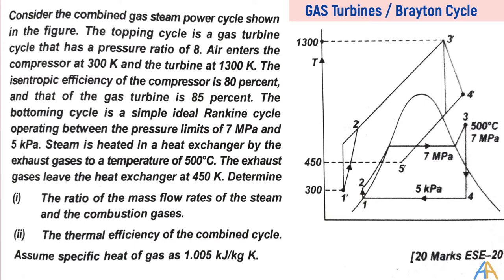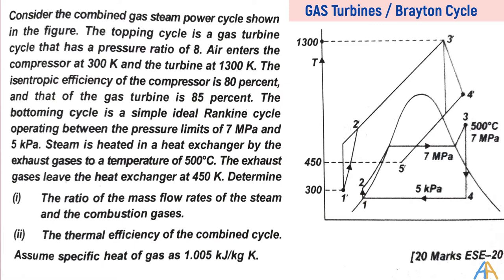The topping cycle is a gas turbine cycle that has a pressure ratio of 8. For the gas turbine, the pressure ratio is 8. Air enters the compressor at 300 Kelvin and the turbine at 1300 Kelvin, so minimum and maximum temperatures are both given here. The isentropic efficiency of the compressor is 80% and that of the gas turbine is 85%. So the compression and expansion in the gas turbine are not isentropic, but instead some efficiency is given.